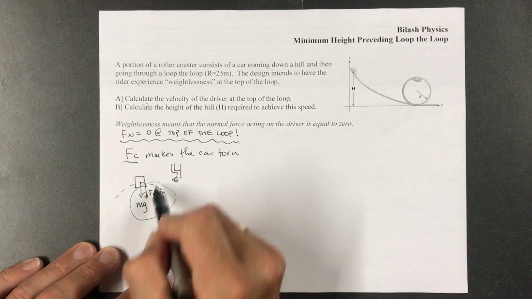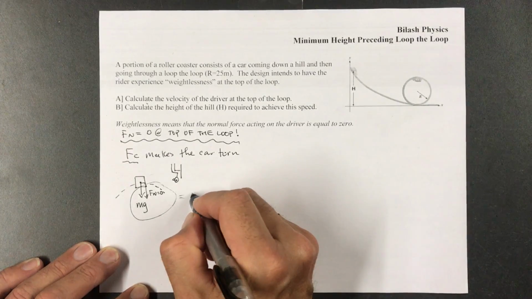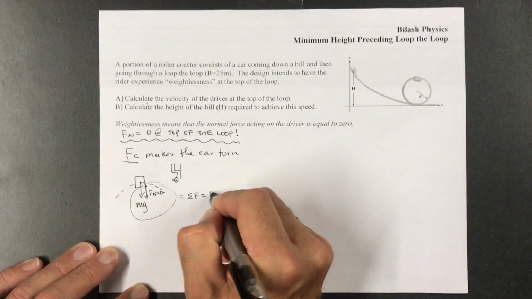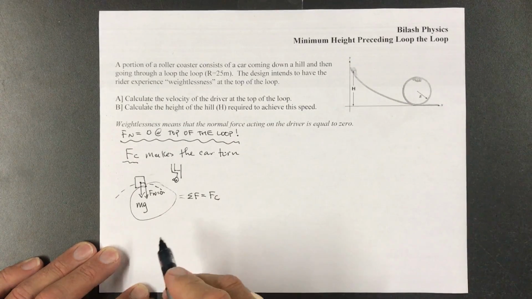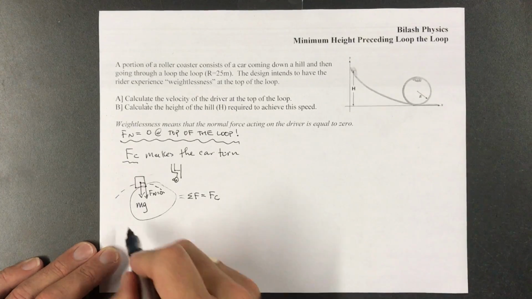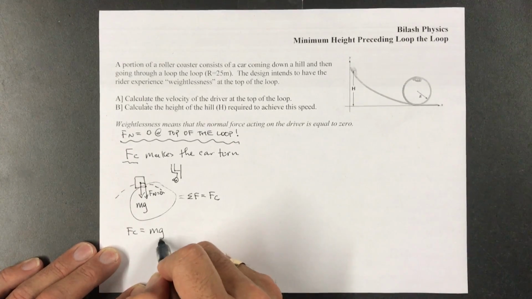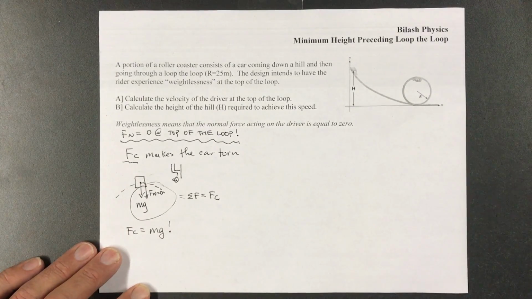But we said Fn is equal to 0. So this right here is the sum of the forces, and the sum of the forces is what provides the Fc. And in this case, Fc is merely equal to mg. Okay, that's it. It's that simple.